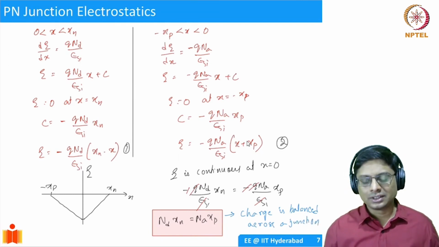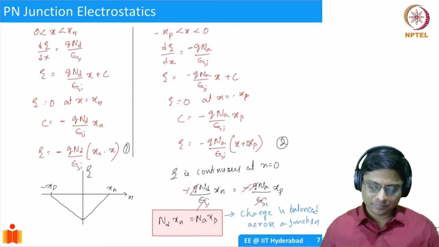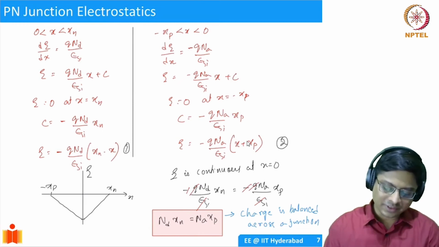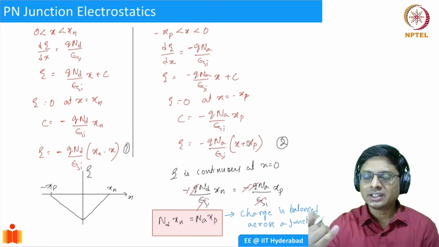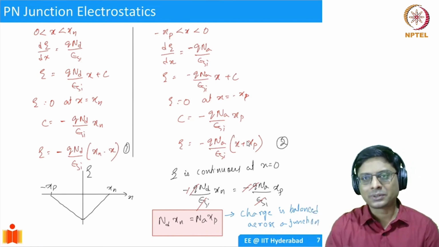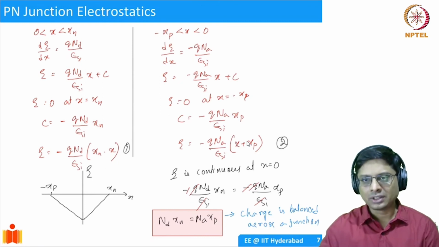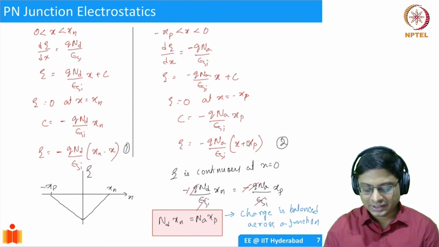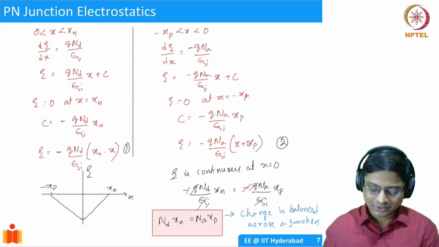You can have scenarios where, we will come back to it in a moment, I can have a large ND. If I have a large ND, my Xn is going to be small, and NA can be small, so Xp is going to be large. Eventually, the product ND times Xn should be equal to NA times Xp. This is the criterion, so this cannot be violated.